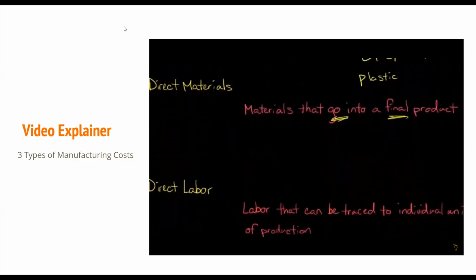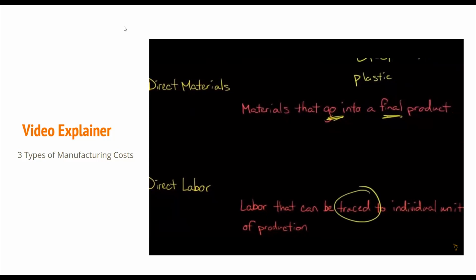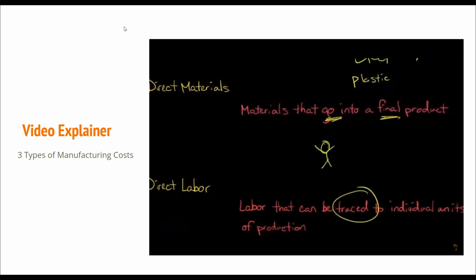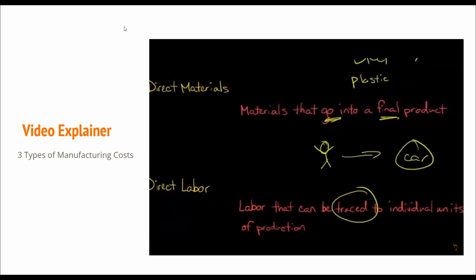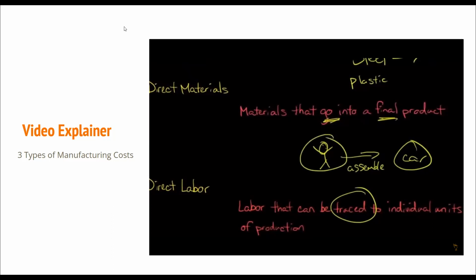Now we've got the second component, which is direct labor. It's a little more abstract, but it's labor that can be traced to individual units of production, which in this case is the car. When we talk about tracing, we can tie a specific person, some employee at the firm, to this car. A car just came off the assembly line, and we could say that this person helped assemble that car. They put the door on. We can say this labor from this person went into that car, and that's this idea of tracing.